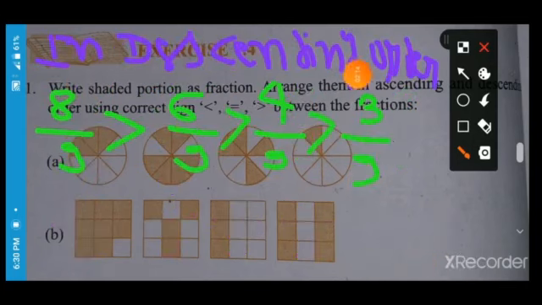In descending order, we can write like this. It is 8 upon 9 greater than 6 upon 9 greater than 4 upon 9 greater than 3 upon 9, because all the denominators are same. So again we are taking the decision for arranging them on the basis of the value of their numerator. So it is in descending order.